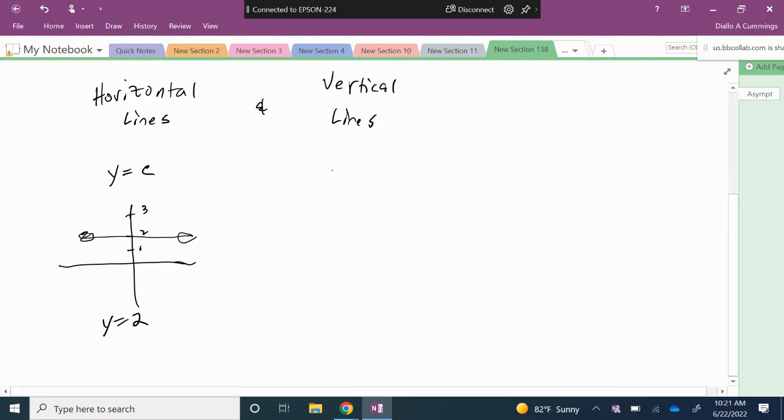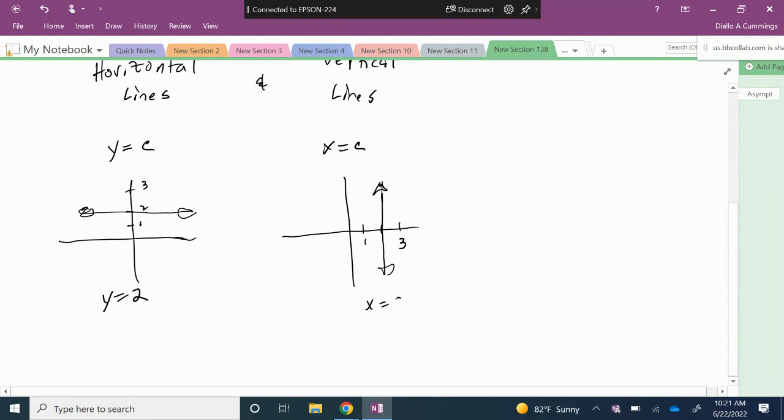For vertical lines, they're in the form x equal to c. Here again, for a vertical line, there is no y coordinate or y variable in the vertical line. So if we have a line as such, the equation for the line is going to be x equal to 2. So, just reviewing special types of linear equations.